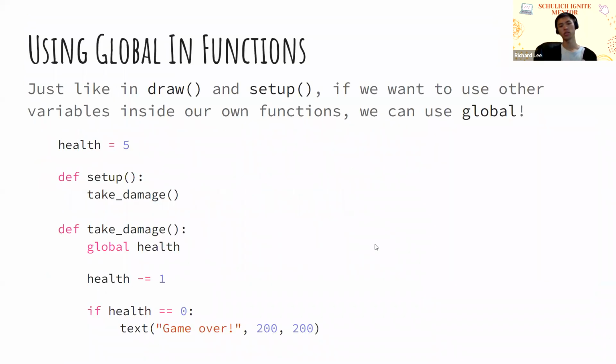Anyway, with that, I want to just go and talk about one more thing. And honestly, in my opinion, it's so easy. The global keyword. I showed you global inside draw. That's my number one use. You can use global inside setup, and you could use global inside any of your other functions.